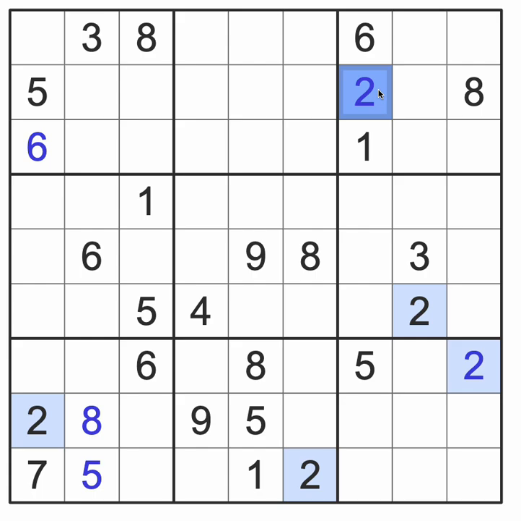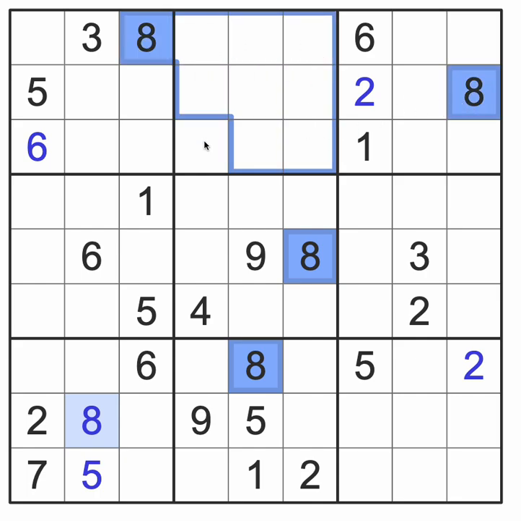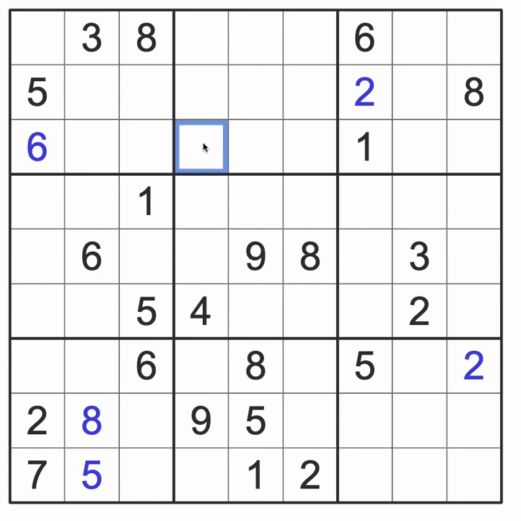Okay, and I can place 8 in box 2. 8 and 8, they block these. 8 and 8 block these. Gives me 8 here.